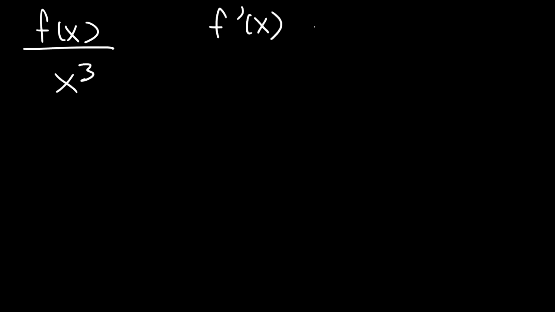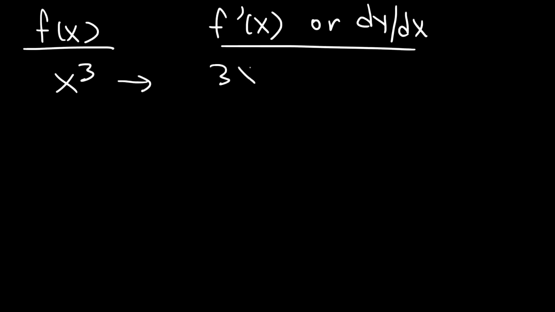So what exactly is a derivative? A derivative is a function. It's a function that tells you the slope of the tangent line at any x value. But before I go deep into that, let me tell you how to calculate the derivative using the power rule. So let's say if the function is x cubed, the derivative, also known as f prime of x, sometimes you'll see it written as dy over dx, the derivative is 3x squared.